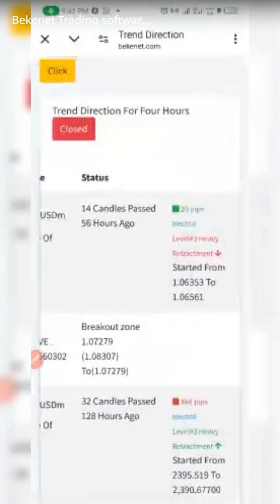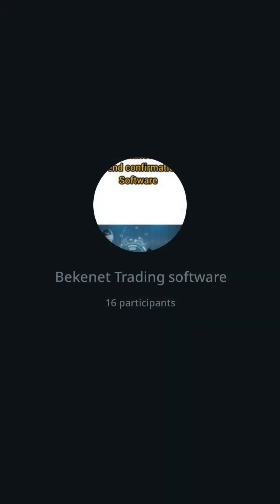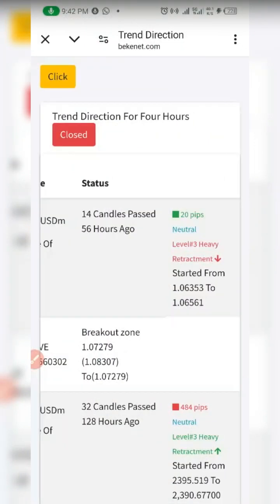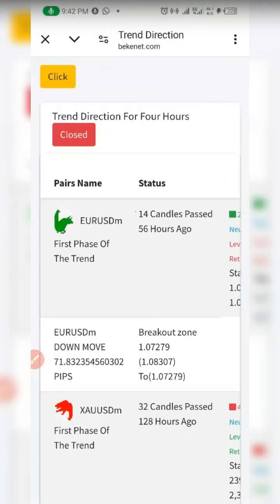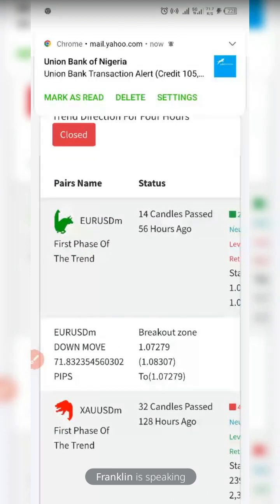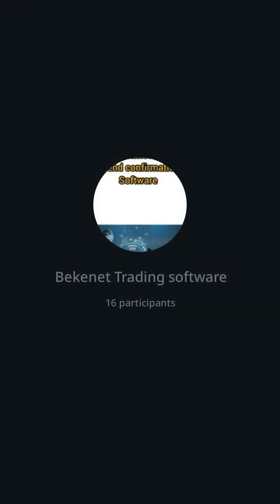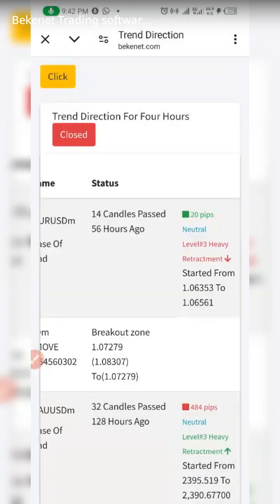This is a 4 hours time frame. It takes time for 4 hours. Then it leaves this zone, then we can now smash. Then if you look at 1 hour time frame, you might be seeing a different thing. You will not see this retracement here. It might already be buying in 1 hour time frame.